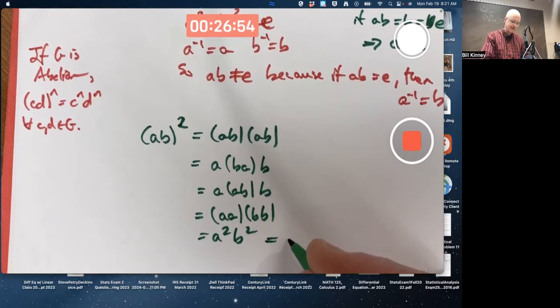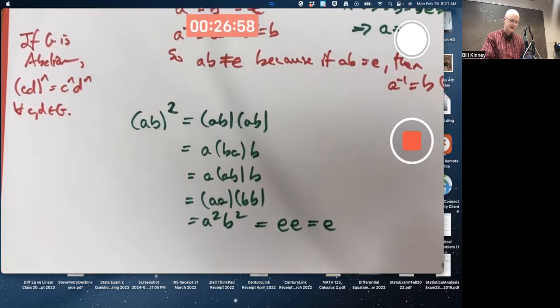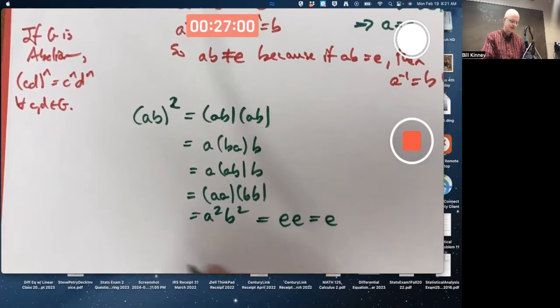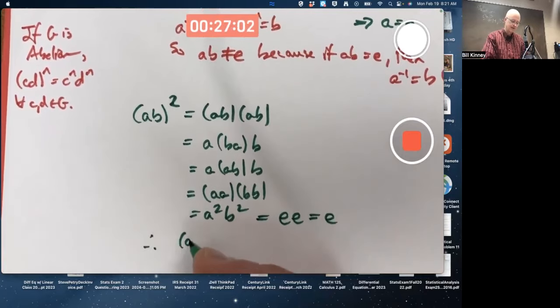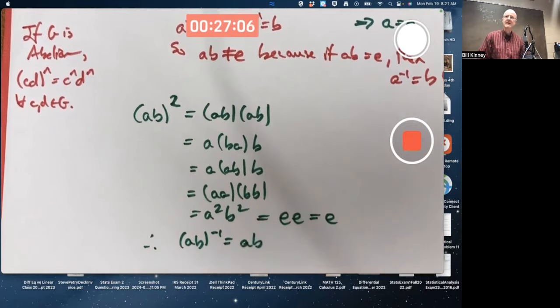What does this give us? This gives us E times E, which gives us E. In other words, AB is its own inverse. Therefore, the inverse of AB is itself, proving that this H is closed under taking inverses. The only thing left to verify is, is it closed under multiplication?